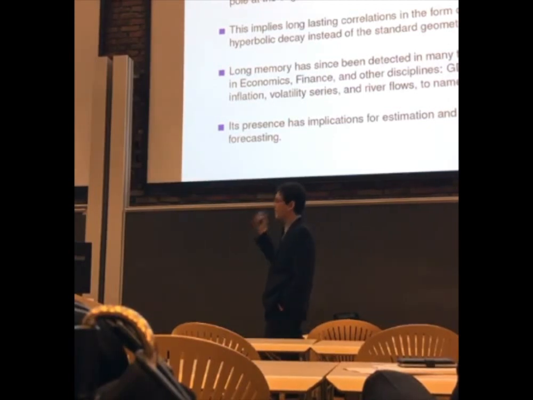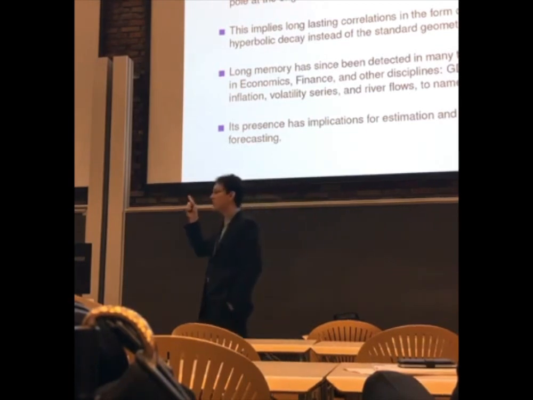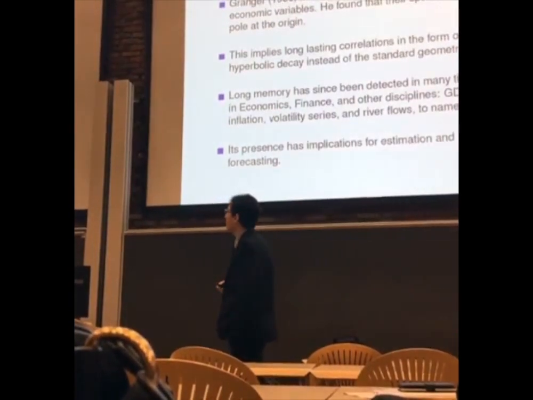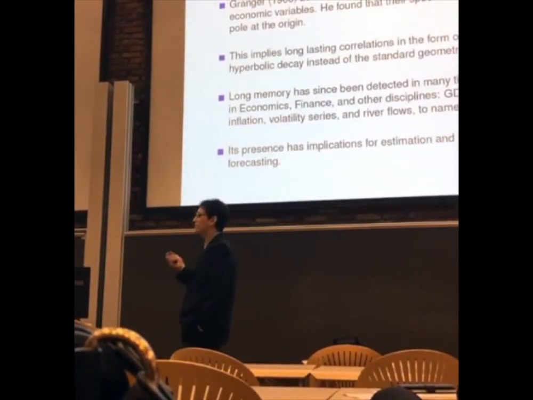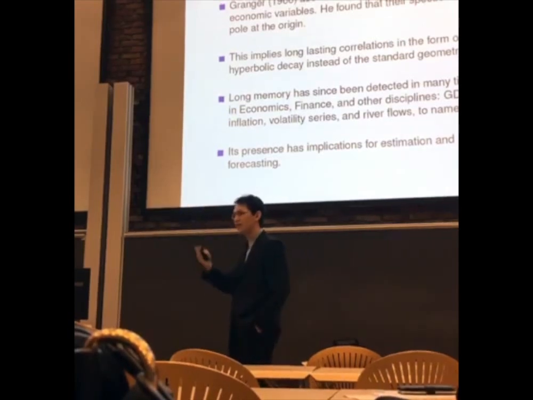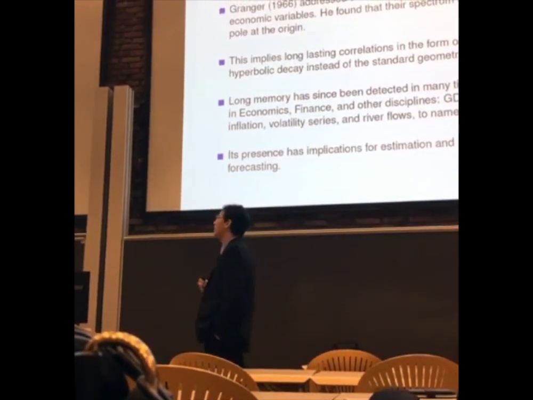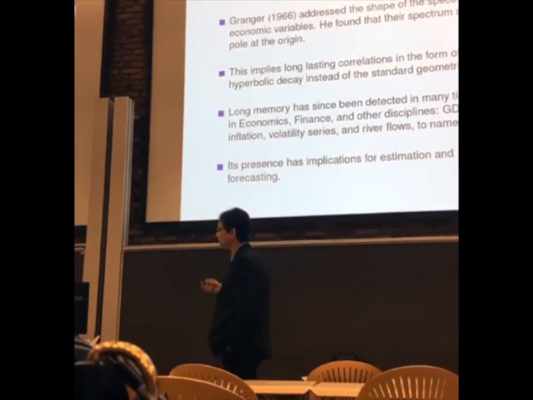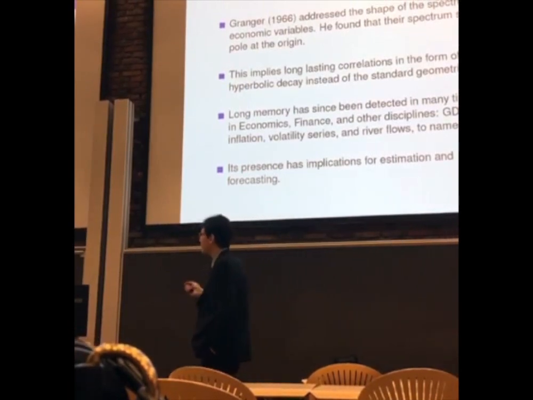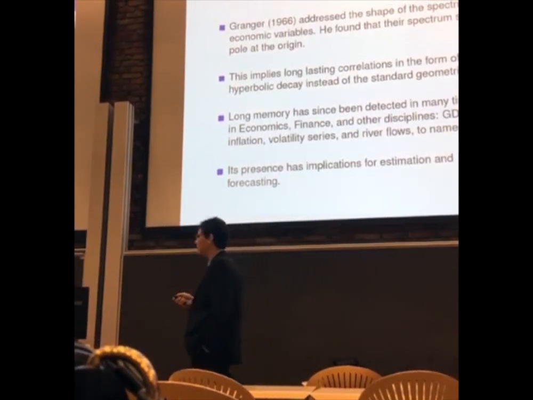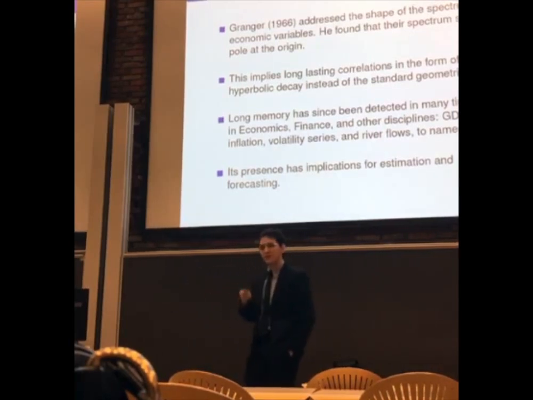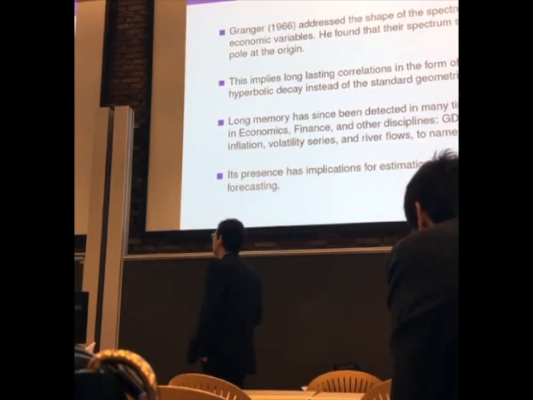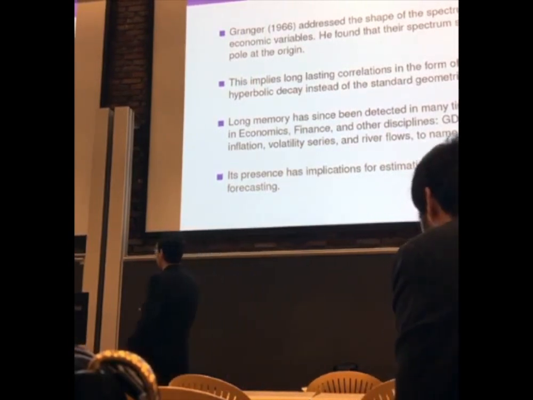I'm going to show you in the next slide what we mean by this hyperbolic decay. They seem to fall a little slower than what standard models allow. That's when the attention started, when we started saying we may have to model this hyperbolic decay in the correlation. It seems to have been detected in many time series in economics and finance and some other disciplines, for instance GDP and inflation. And we know now that it has implications for estimation and forecasting, so we have to be careful: when we account for long memory, we probably have to do something else. So that's how we started.